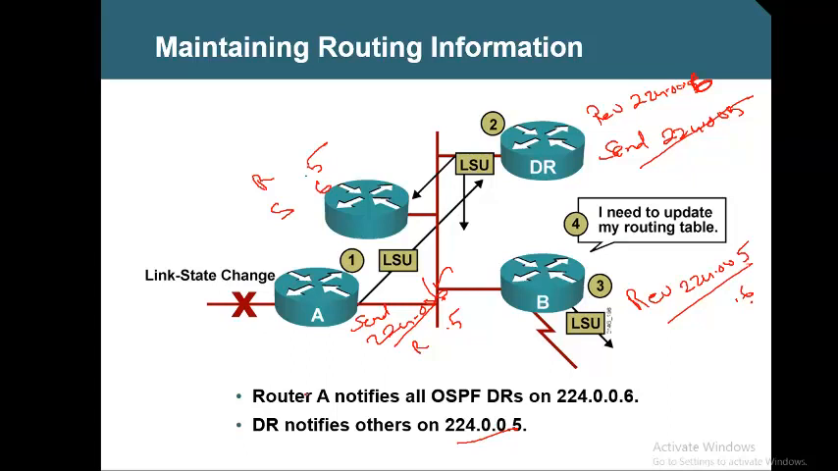Because only B and the DR can talk to each other if B is sending to 224.0.0.6. Others cannot hear, so others don't have a full relationship. They don't learn; they only learn from the DR. So everyone has a full relationship with the DR, but between the other routers, it's only two-way. Well said, that is correct. That is achieved through this address. This address is also one of the important parameters that contributes to what you said. That's right.